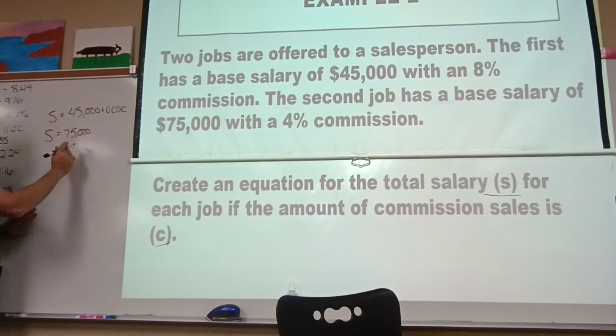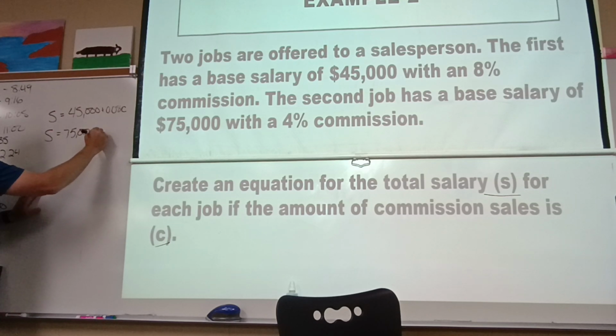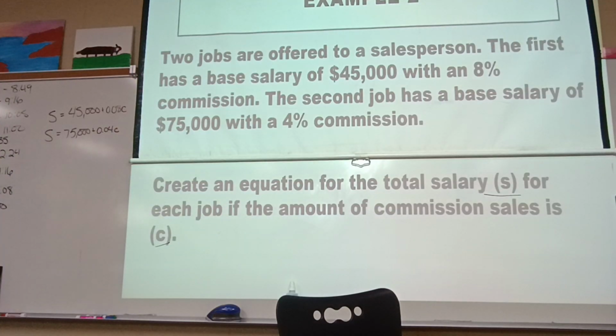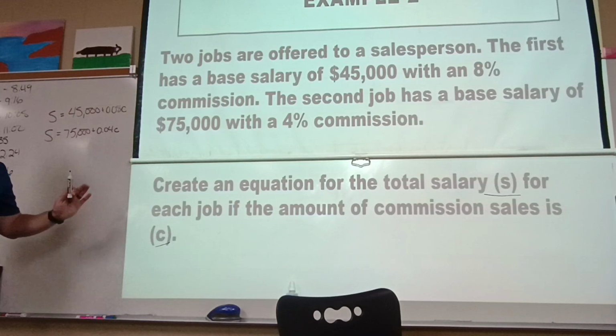All right, next one, initial 75,000 plus 4. Any questions where those two came from, right? Rate times my x, or treating C like x, equals my total. All right. So there we go. That question's answered, right? Any questions on that?